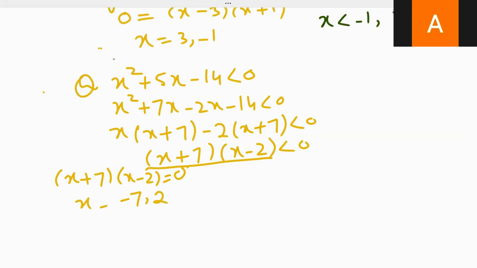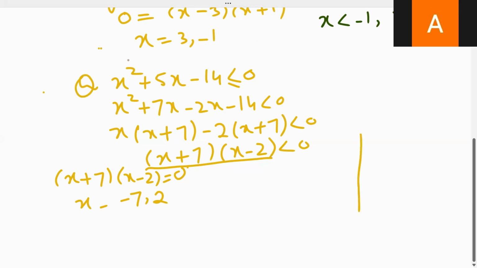So for x² + 5x - 14 is less than or equal to 0, you need to find the range of values of x for which the curve is either 0 or less than 0, or negative, which means it should be below the x-axis. So first you need to sketch the curve. How will you sketch the curve?